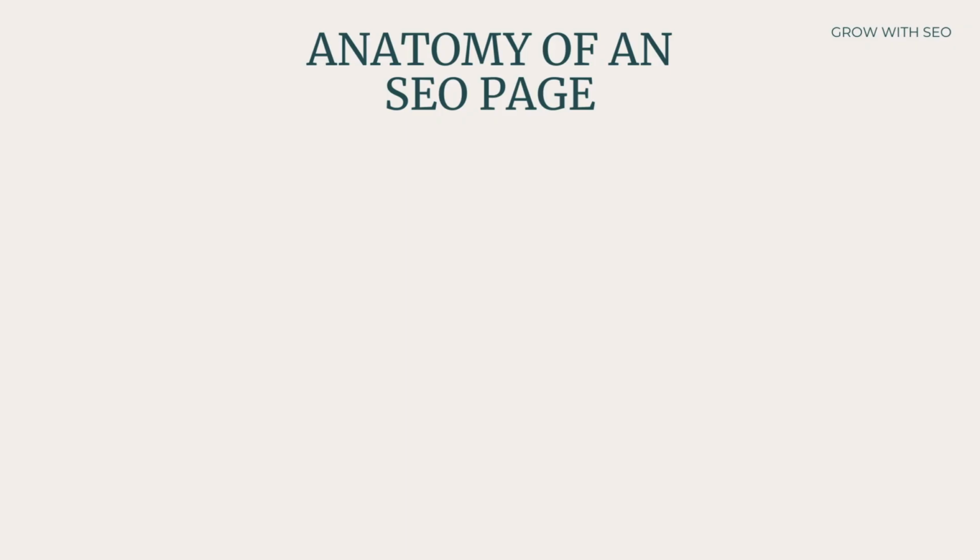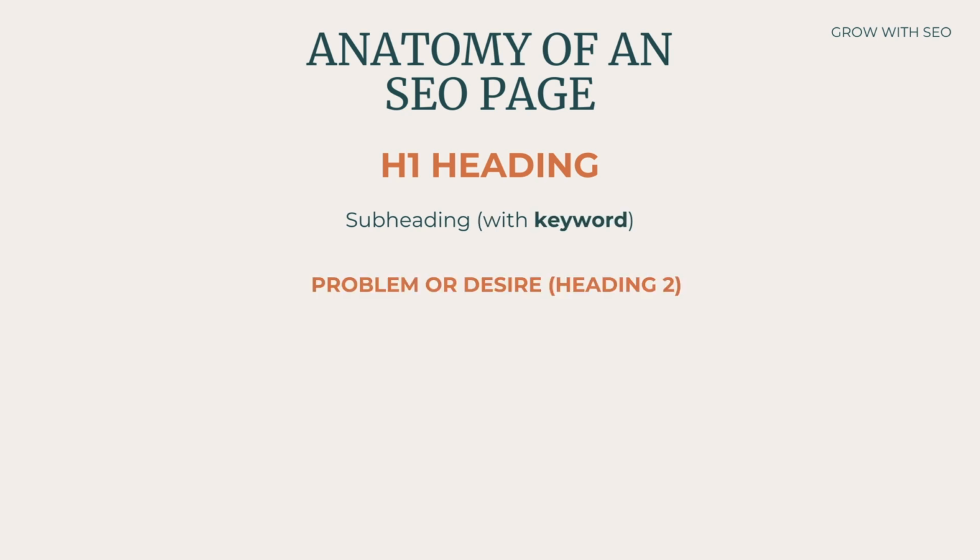Here's the anatomy of an SEO page. First, you have your H1 heading. That's what it needs to be formatted as. It's also called your hero headline. Underneath that, you can have your subheading, and this is where you're going to include your keyword for the first time. Underneath that, you're going to address a problem or desire that your ideal client has, and that's going to be formatted as an H2 heading.